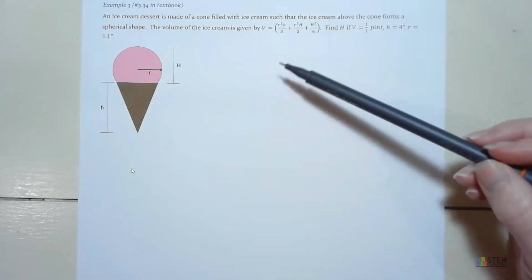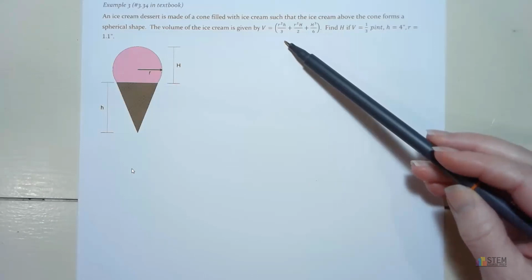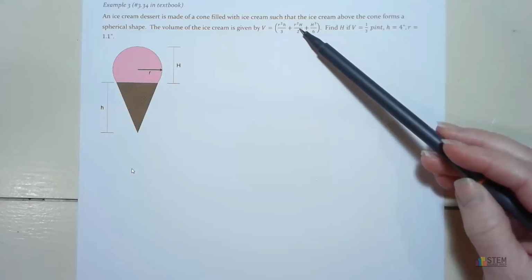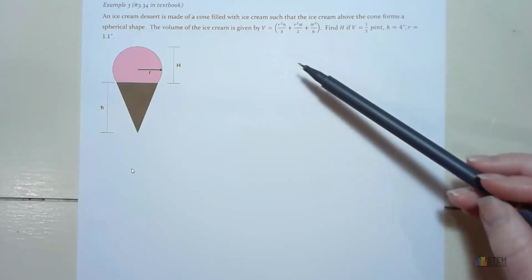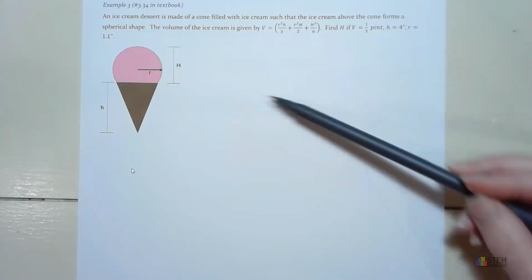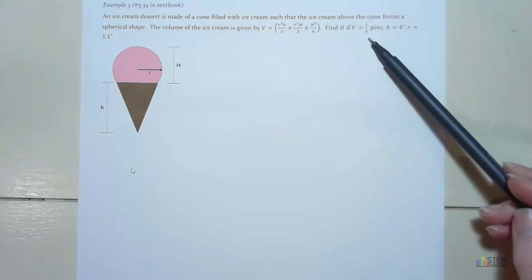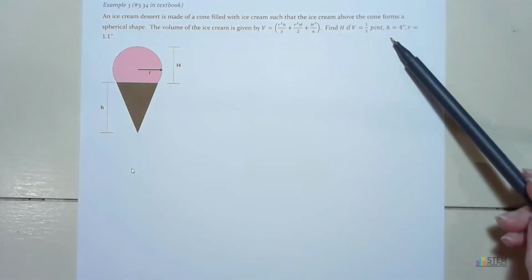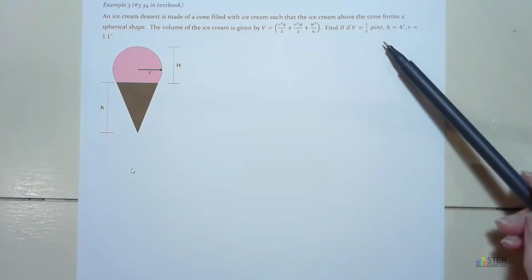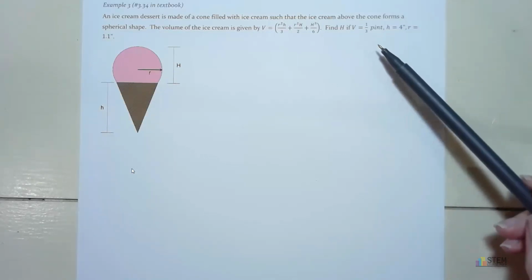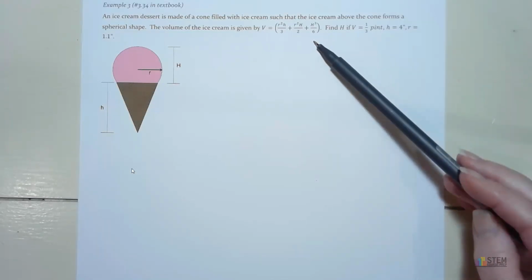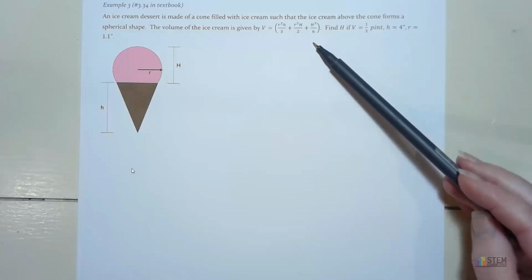Now, we're also given the volume equation for the ice cream, and you can see it here. It's a function of both h's, so little h, capital H, and then r. And what we want to do is find the value of capital H, so this height right here of the ice cream, if the volume is 1/3 of a pint, little h is 4 inches, and the radius is 1.1 inches. Okay, so that's what we're looking for. We're looking for H. And we can use Newton's method to solve this because we're wanting to solve this equation for one unknown.